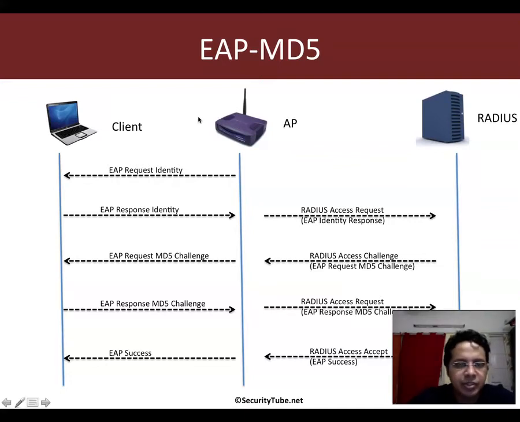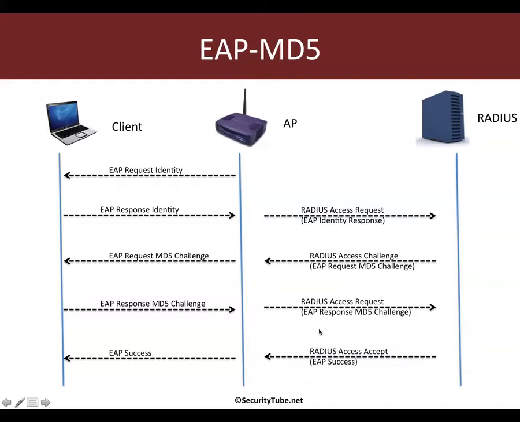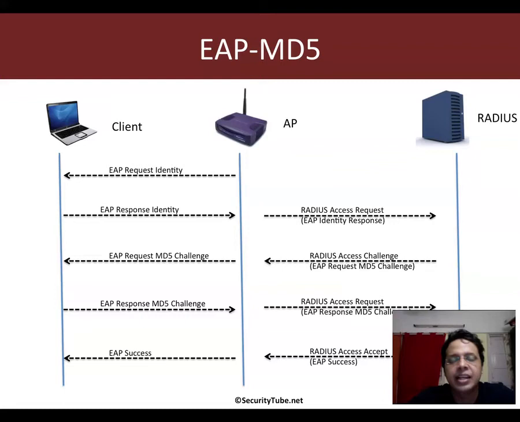So the first thing which happens is that the client is requested for its credentials or for its identity to begin with an EAP request identity packet, to which the client responds with a response identity packet, which is forwarded and encapsulated in a radius packet to the radius server. Then there is a challenge exchange, which is an MD5 challenge from the radius server to the client. The client responds back to the challenge, and then finally, depending on if the client knows the correct password and the MD5 hash is correct or not, the radius server sends either an EAP success or a failure.